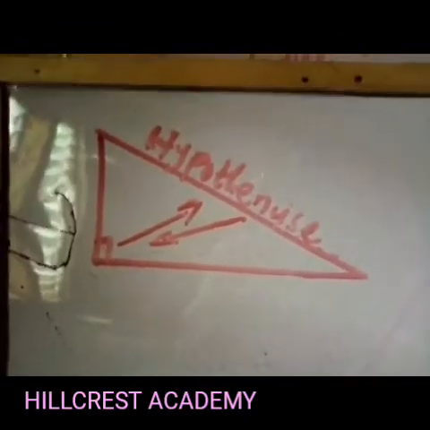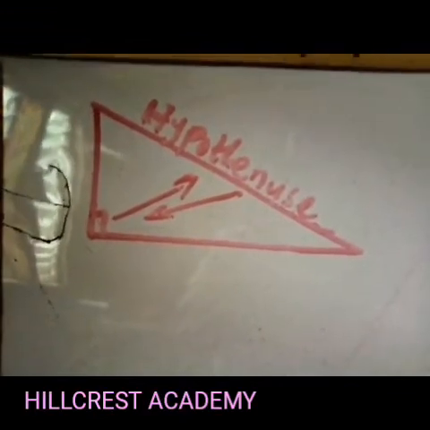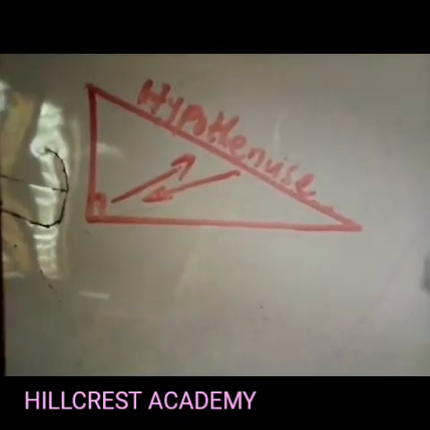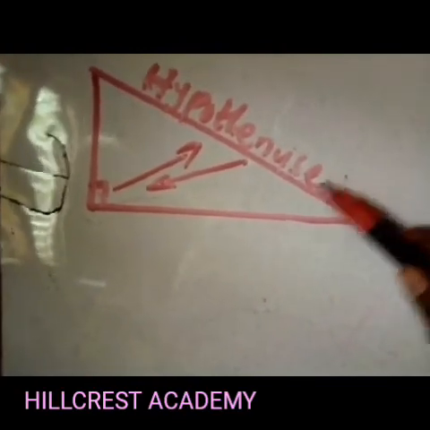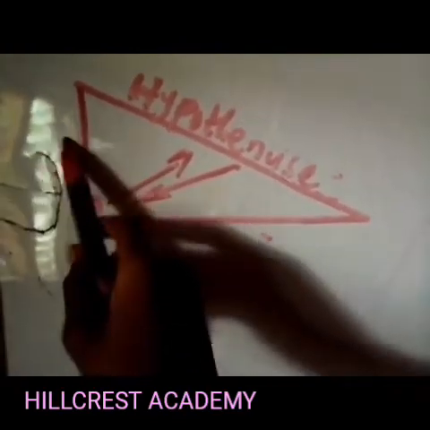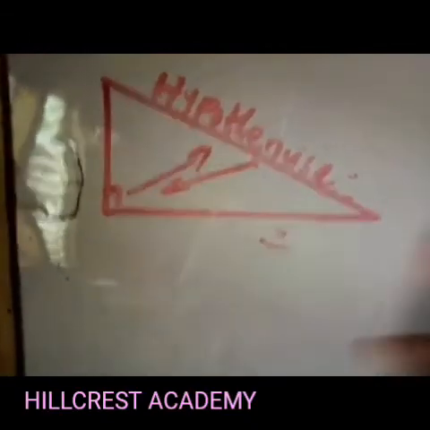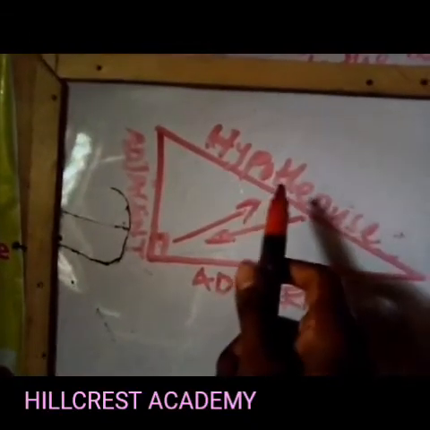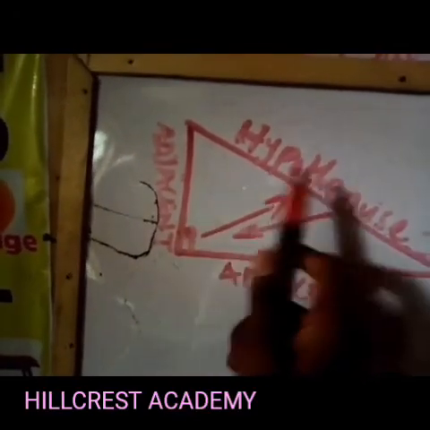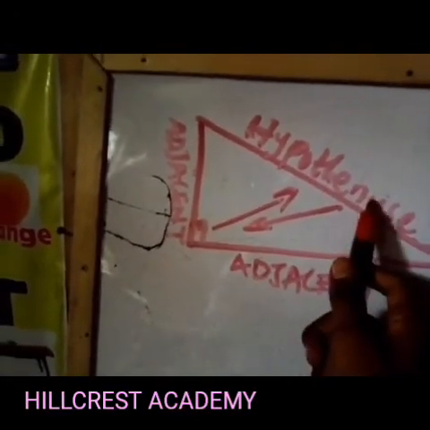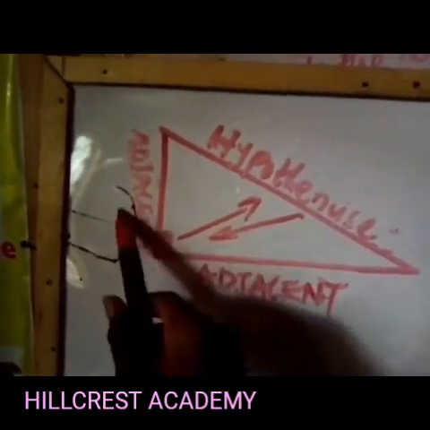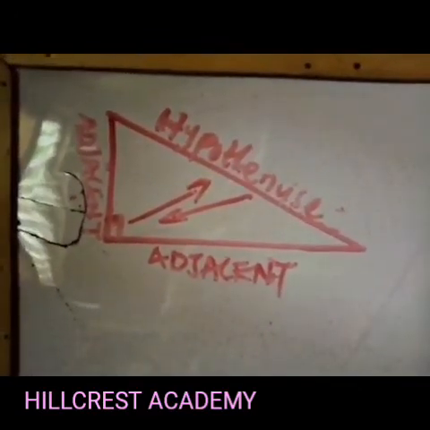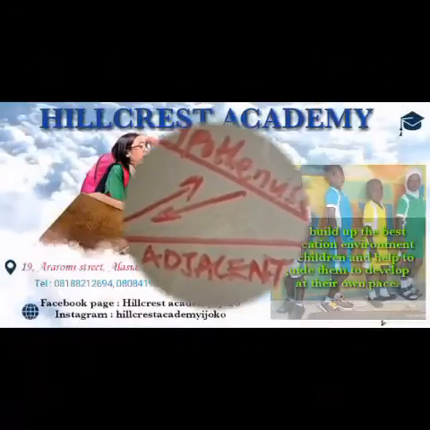Then it says the other two sides are adjacent sides. So if this side is the hypotenuse, then the other two sides, this part and this part, are the adjacent sides. You're going to write it there. The side facing the right angle is the hypotenuse, this one. Then the other two sides are adjacent sides. So this is a right angled triangle. Let's take a few examples.